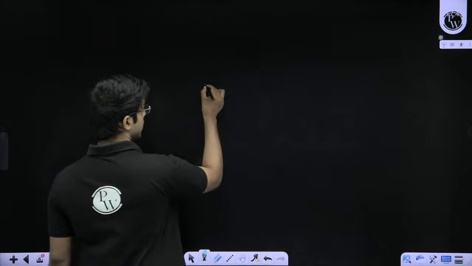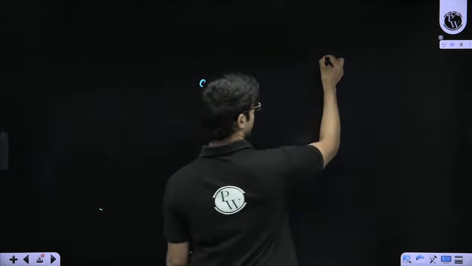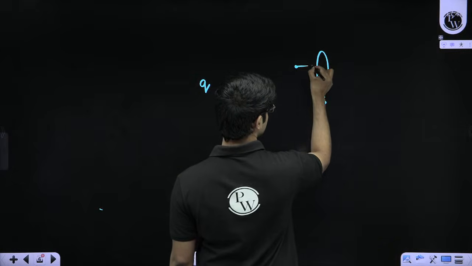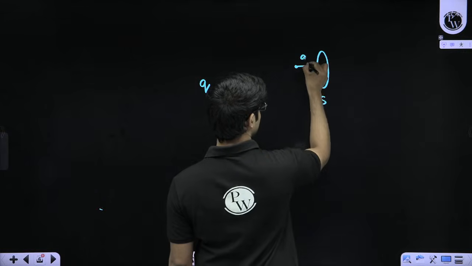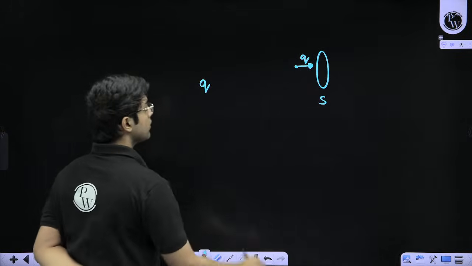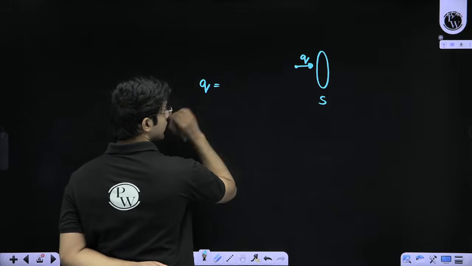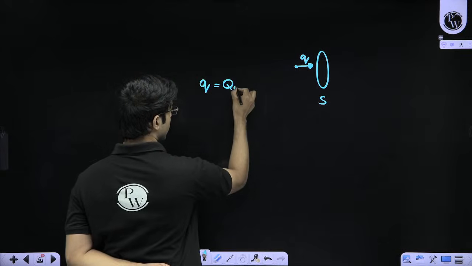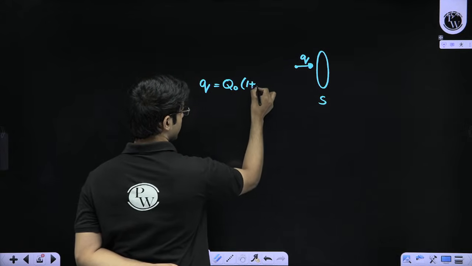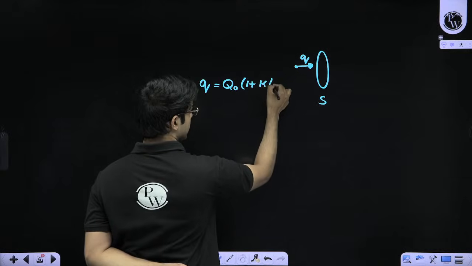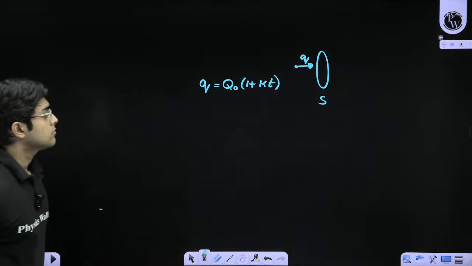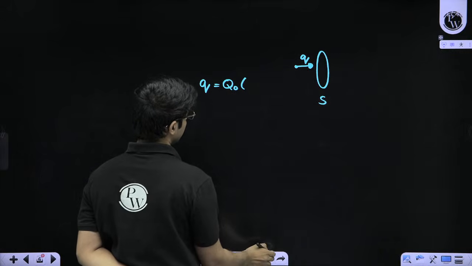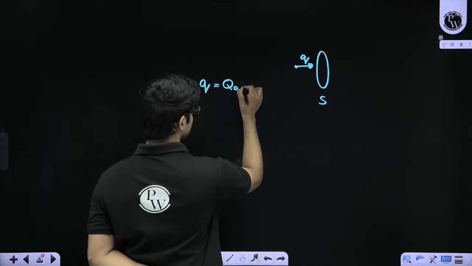To take a simple example, let's say we have a cross-sectional area S, and we know how much charge crosses this S as a function of time. Let's take a simple example: Q naught into 1 plus kt. Actually, not that, I'll take Q naught t square.